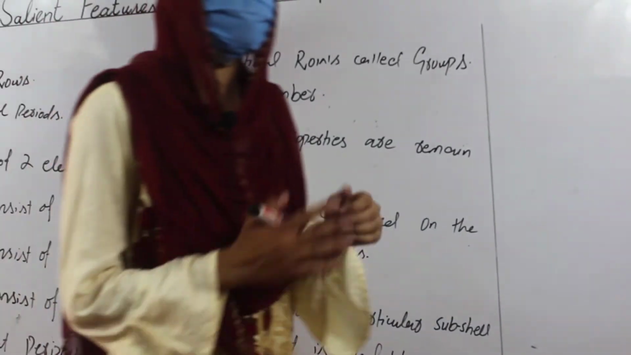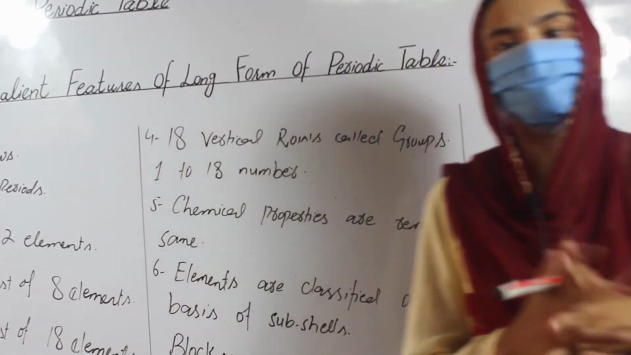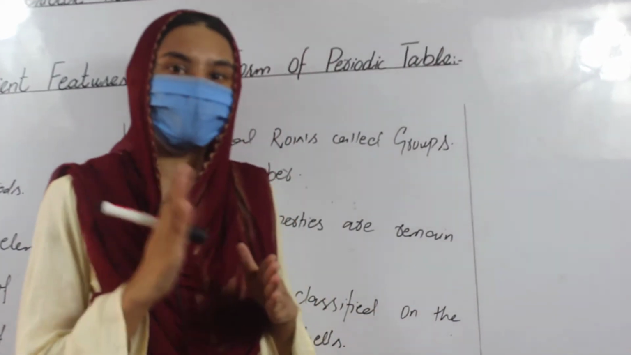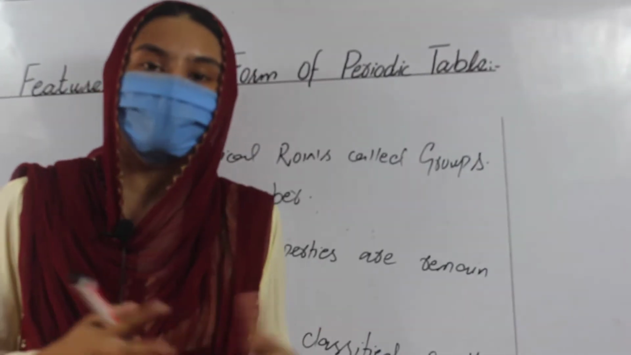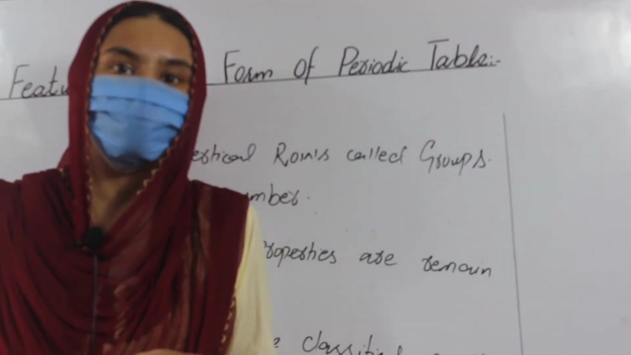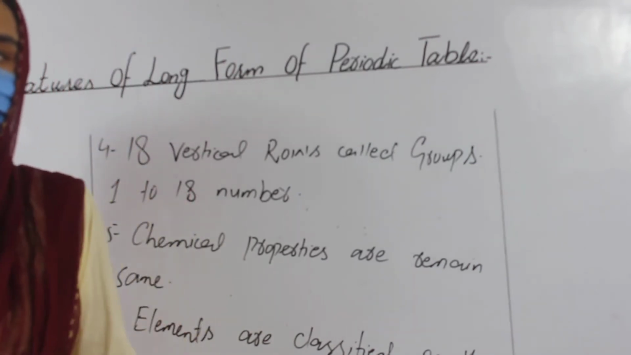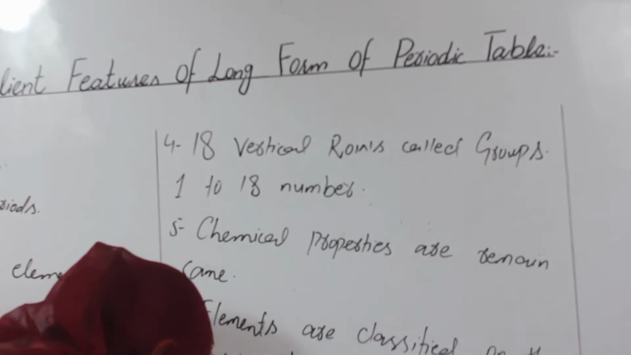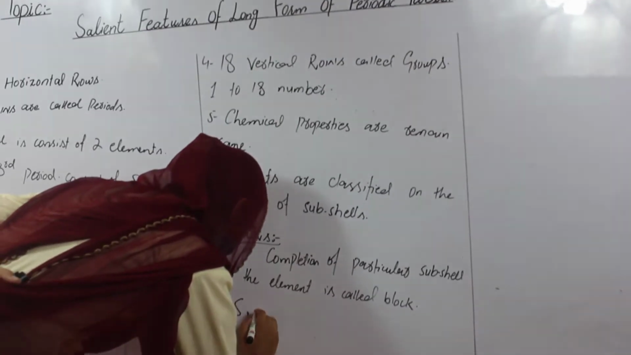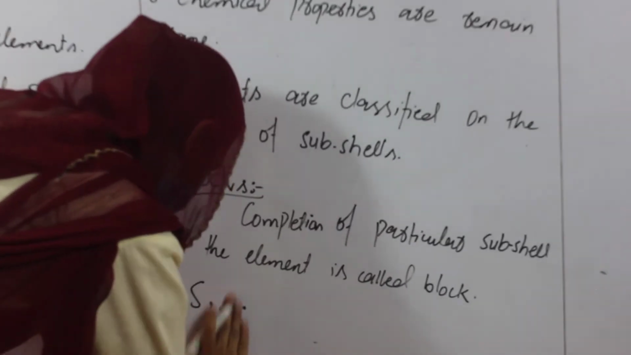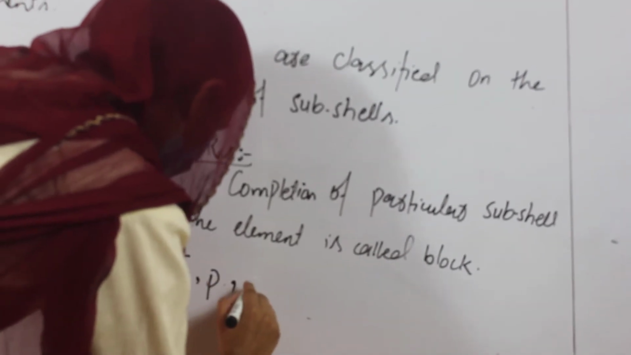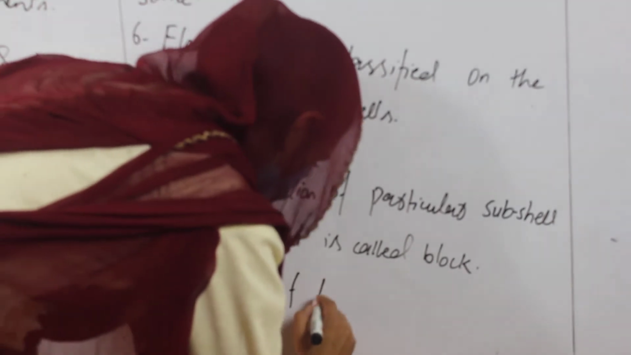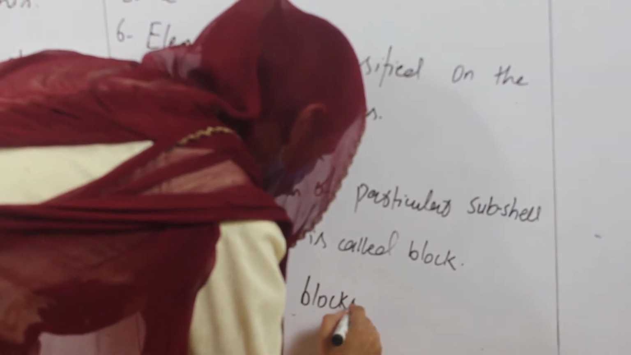When the electronic configuration of the elements is done, the completion of the particular subshell of the element is called a block. There are 4 blocks. The first is s, then p, d and f. These are the block names.